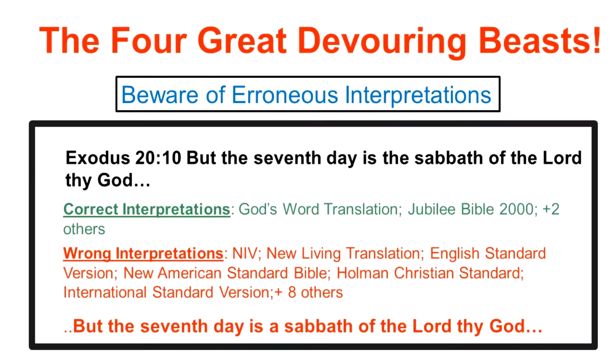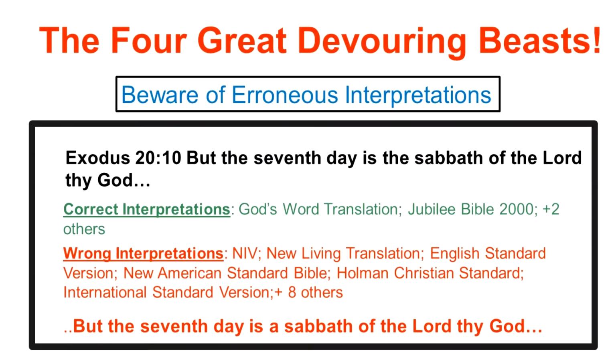The ones that didn't get it correct were the NIV, of course, the New Living Translation, the English Standard Version, the New American Standard Bible, Holman Christian Standard, International Standard Version, and eight more on that list that took this simple phrase from the King James Version of God's Word and turned it into something else. Sometimes those changes are very subtle. These versions of the Bible mention that phrase as this. Can someone read that? "But the seventh day is the Sabbath of the Lord thy God." Now, read the first one there.